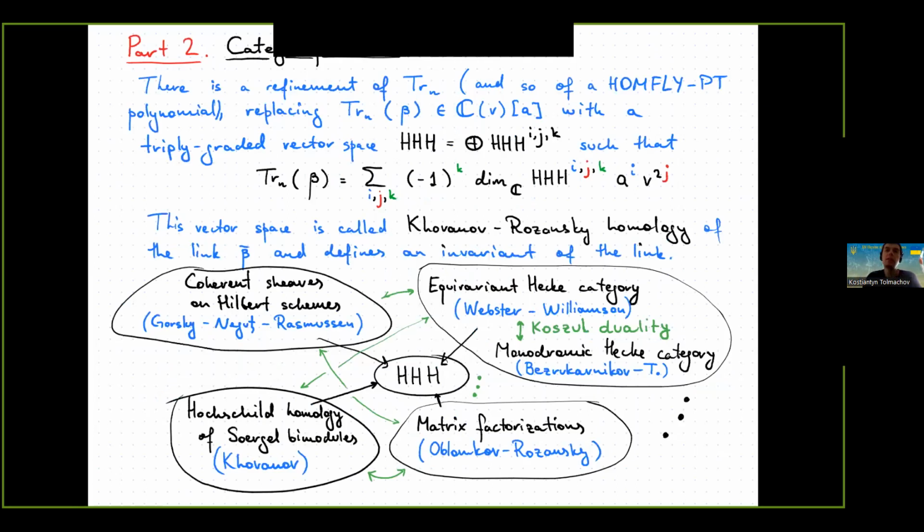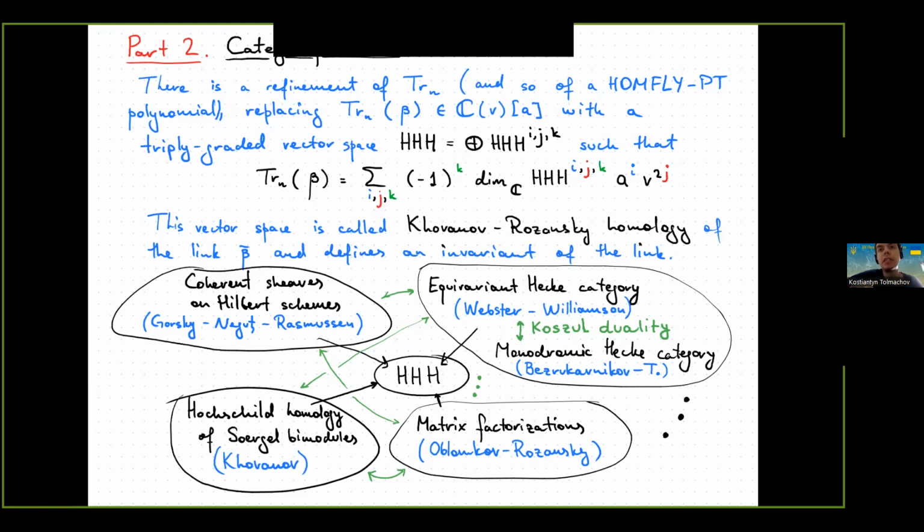Okay, so in the next part, I will speak about the categorification of the HOMFLY-PT polynomial. So there is a certain refinement of the trace and so of HOMFLY-PT polynomial that replaces these Laurent polynomials in two variables with a certain triply graded vector space, which is now customary to denote HHH.